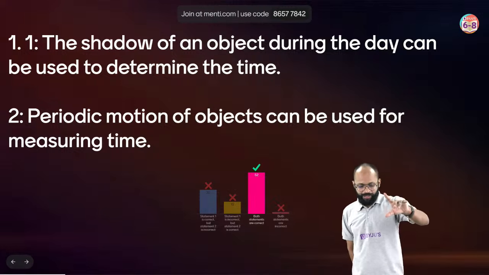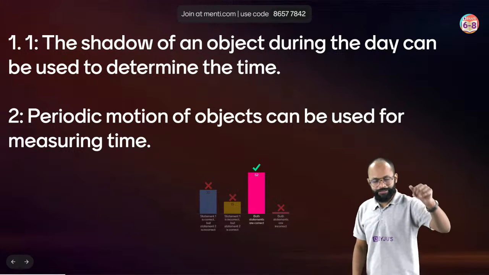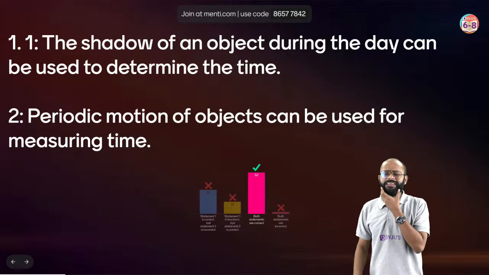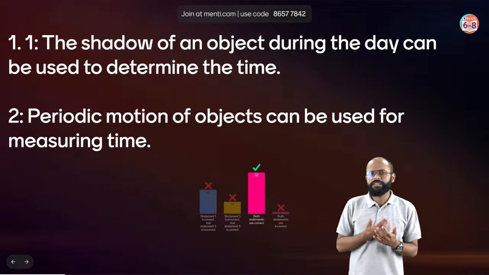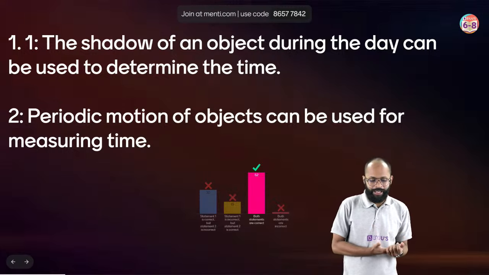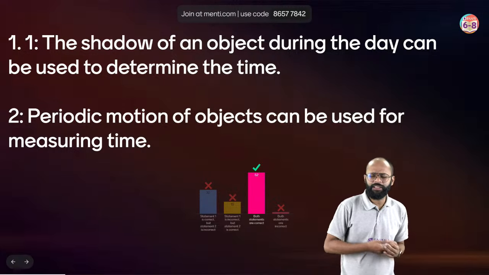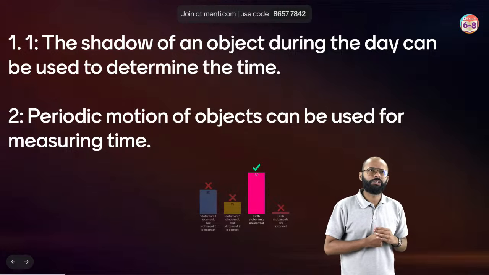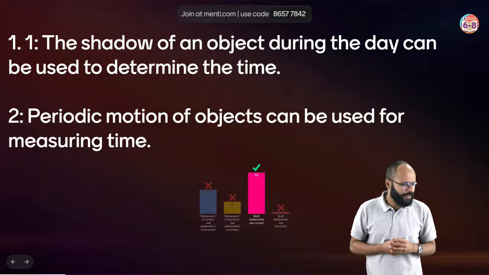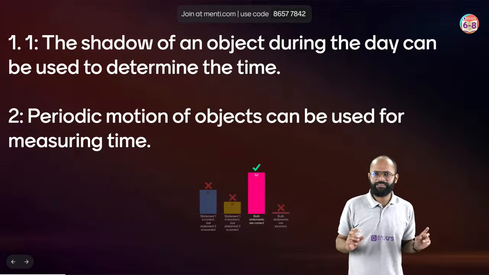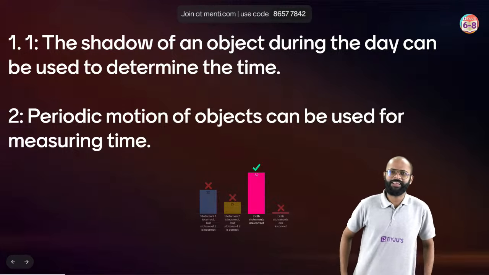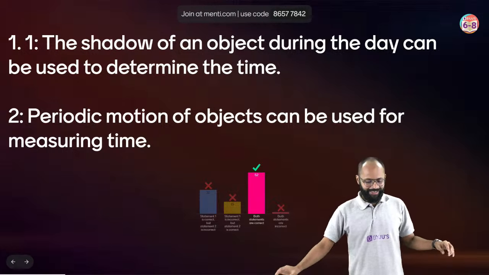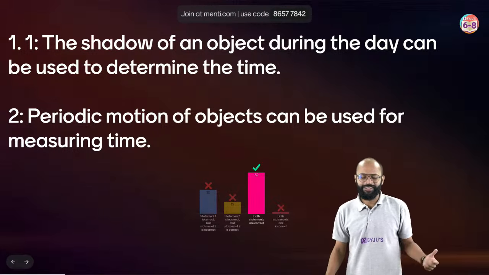Good. Majority is right, but hey, statement 1 is correct. That is what all of us know. The shadow of an object during the day can be used to determine time. What is the name of the device? The device which can tell you time using shadow. Kya naam hota hai us device ka? Yaad nahi aa raha. Shadow box. Nahi. Shadow pain, nahi. Kya tha? Sundial, right? Sundial. It is sundial, yaar. That is the device we call it.